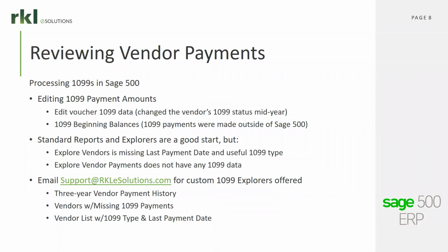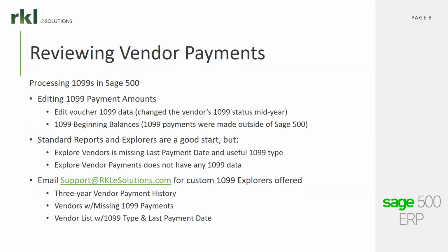Okay, so before January 28th, you want to be sure and review your vendor payments. Even though you've been processing everything nicely in Sage 500 and tracking your 1099, everybody knows things go wrong. Someone gets a vendor and puts in invoices and payments, and then they realize later the vendor needed a 1099. You figure you're all sending out W-9 forms, but things get missed. After the fact, you can use edit voucher 1099s to change the data. You can enter 1099 beginning balances for just putting in dollar amounts that are missing.